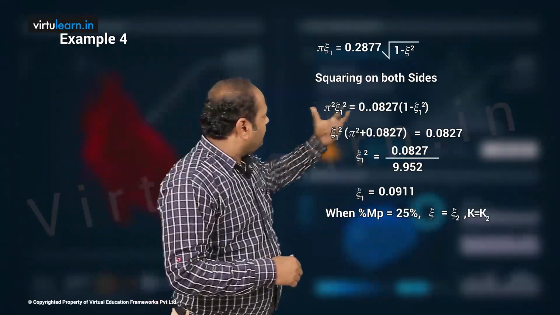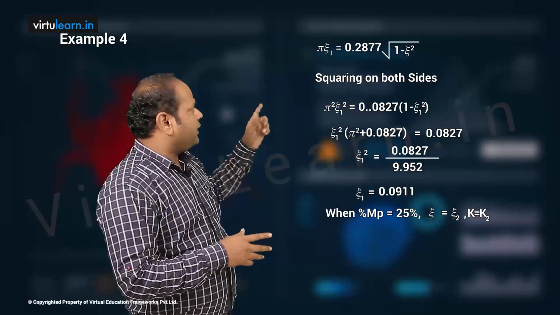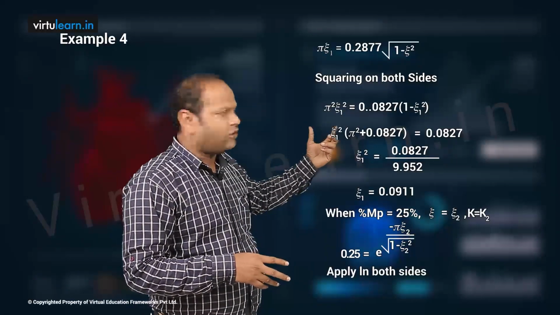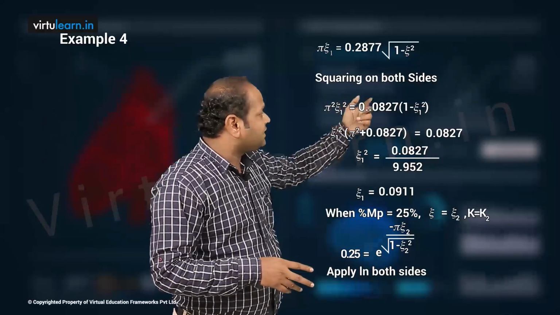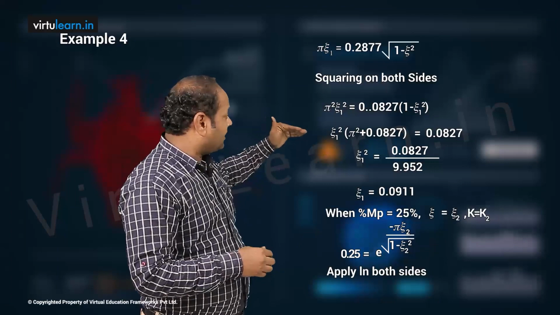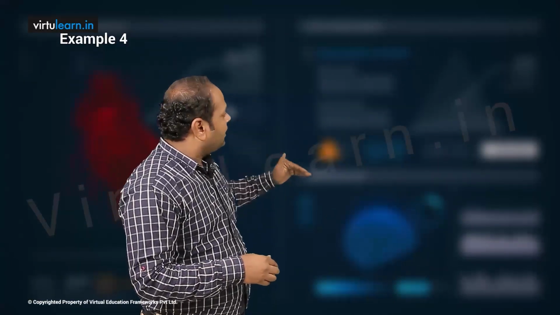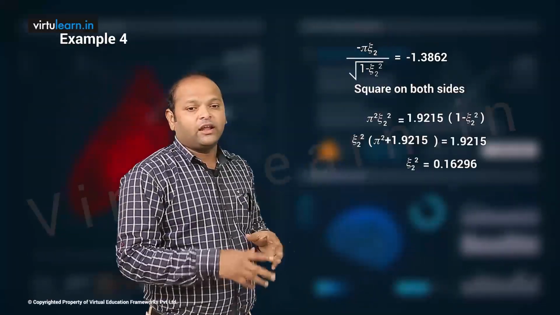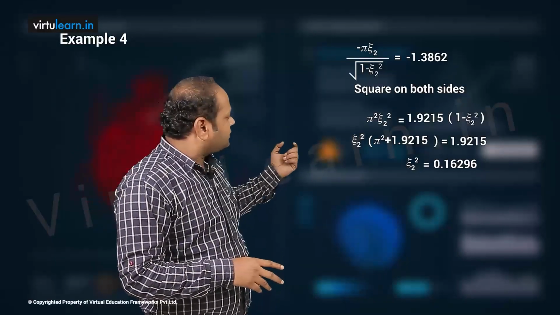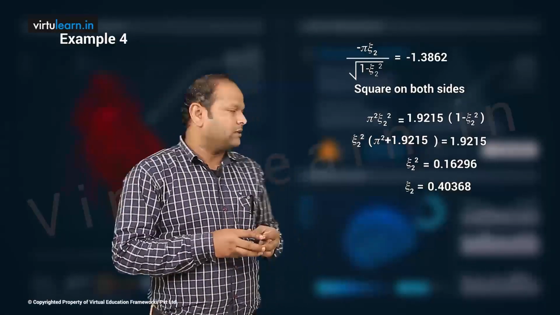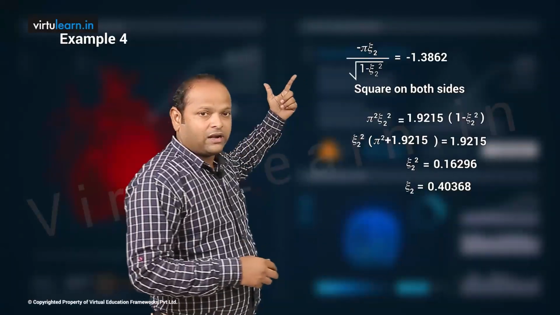So we will try to find what is zeta 2 value for 25%. Straightforward, we can write 0.25 is equal to e power minus pi zeta 2 divided by 1 minus zeta 2 square. Then apply natural logarithm. Then again you just square on both sides. Then finally you are going to get zeta 2 value as 0.40368.